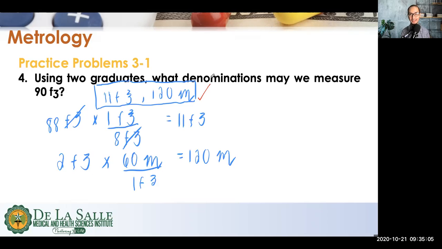So, taran, sana narinig yung clap ko. Ayan. Kaso feeling ko hindi niya naririnig. Ayan.